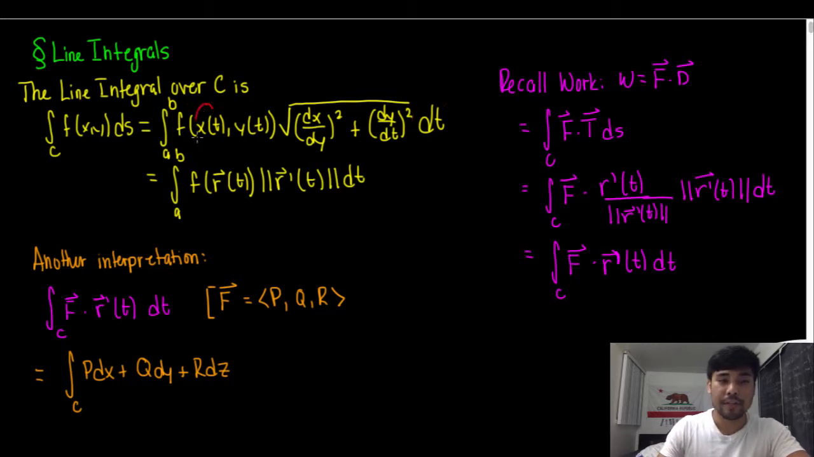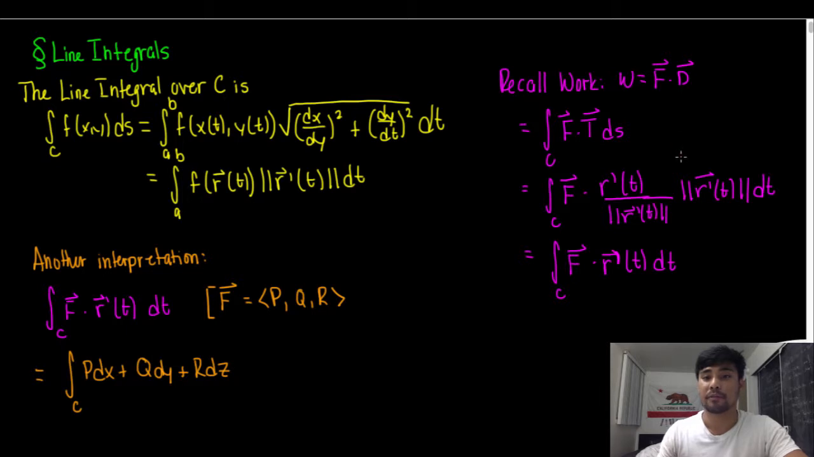Notice how x and y are functions of t. Therefore, we'll integrate with respect to t, or time. We can also parametrically define x of t and y of t as some vector r of t. And this ds, we can think of as the magnitude of the first derivative of r.